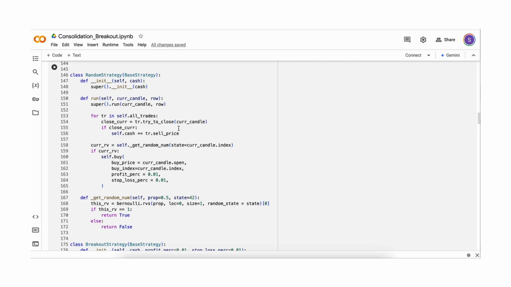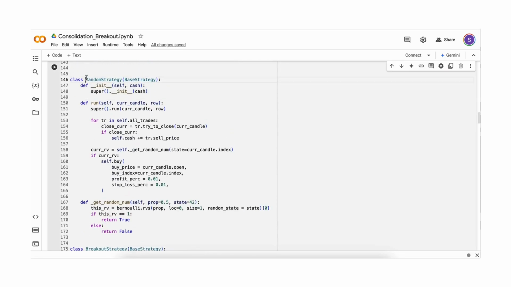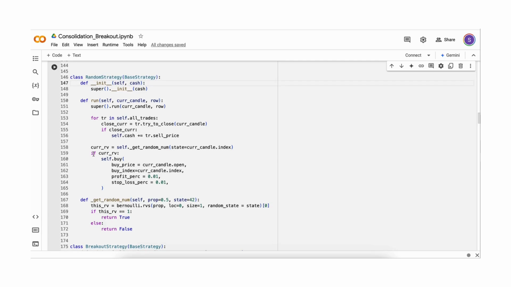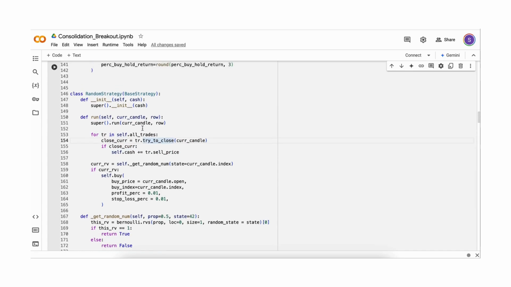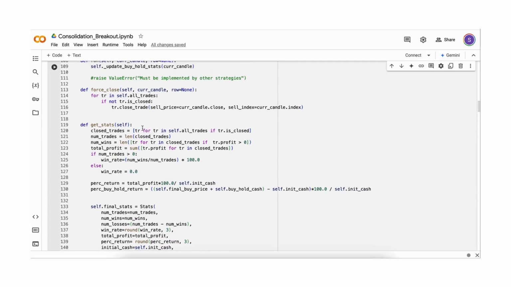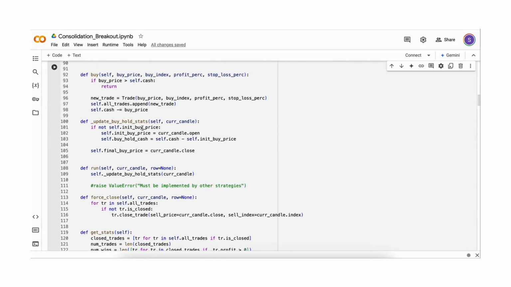For the purposes of this video, let's understand that in the backtesting library, we define strategies, which all derive from a base strategy, and each strategy basically says what our entry condition is. A random strategy's entry condition is very simple. We get a random number. If the random number is 1, we buy if we have enough cash. And our exit condition is always that we try to close trades in every candle. When we say try to close, this basically means that if we reach a take profit or we reach a stop loss, we're going to try to sell.